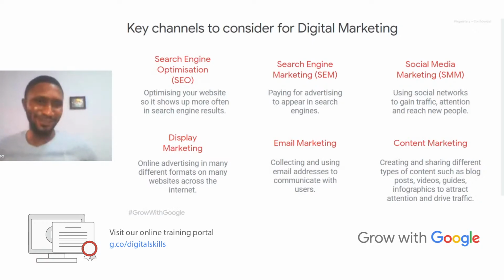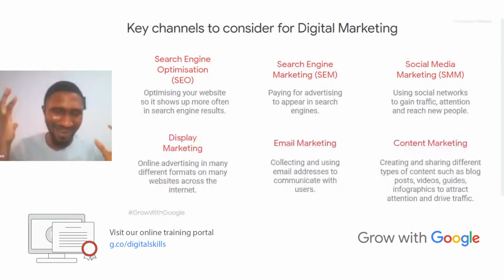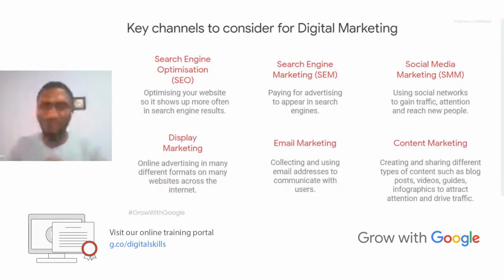Key digital marketing channels. So search engine optimization: optimizing your website so it shows up more often in search results. This is all about optimizing that website of yours so it shows up more often when people are searching. People go to search engines like Google and search every day. From my last research, I found from HubSpot that there are over 70,000 searches on Google every second. So before even completing this sentence, there have been over 70,000 searches.